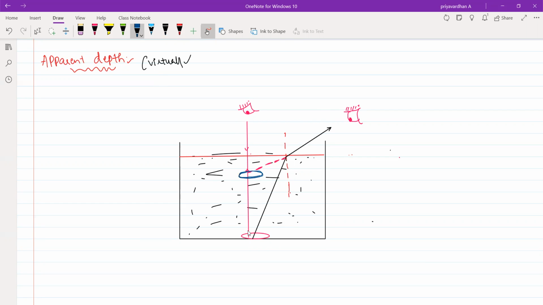It is not an exact bottom position. It is at a bit raised position. This raised position is known as apparent depth. It means that you are feeling that it is at a depth of this one only. Usually, what is a real depth? From here till here is a real depth. But you are feeling that the real depth is this one alone. You can mention here, this is apparent depth as well as this is real depth.